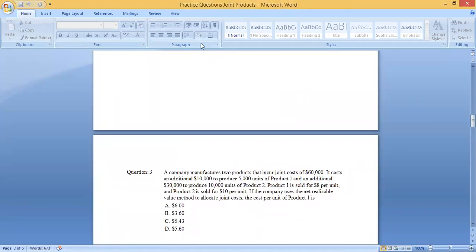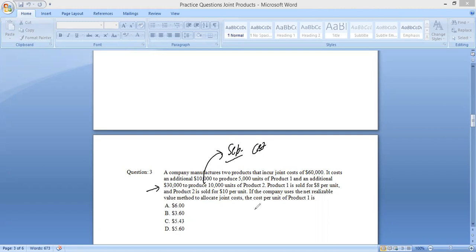Yes, students, we will read the third question. A company manufactures two products that incur a joint cost of 60,000. It costs an additional 10,000 to produce 5,000 units of product one. Students, this additional cost, we earlier said, is the separable cost for us, and an additional $30,000 to produce 10,000 units of product B. So the separable cost for product B is how much? $30,000.